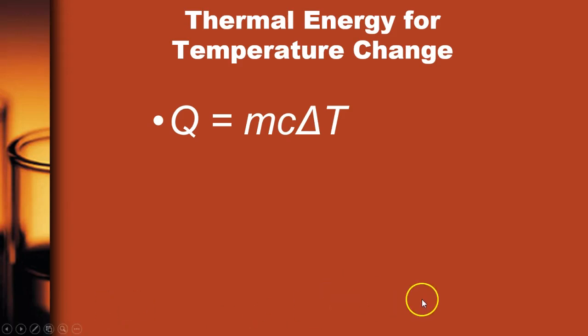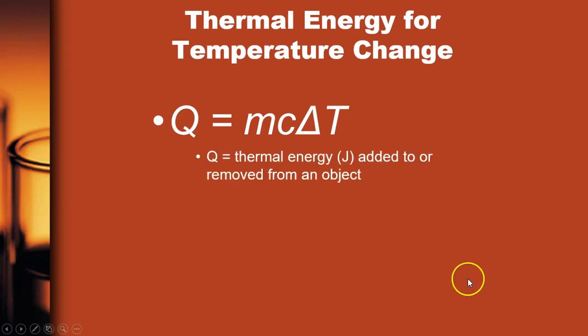First of all, the Q means heat energy or thermal energy. And to do a temperature change, that energy either has to be added to an object or a substance or removed from an object or a substance. Heat energy, as with all other energies, is measured in joules. Joules is the unit. So this is the energy that is added or removed.